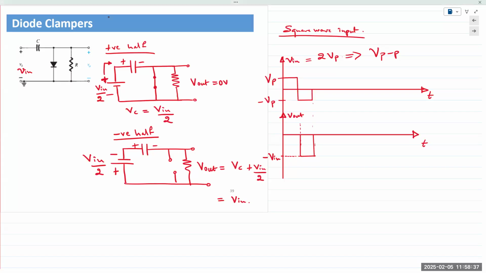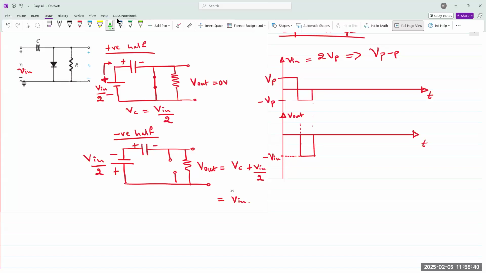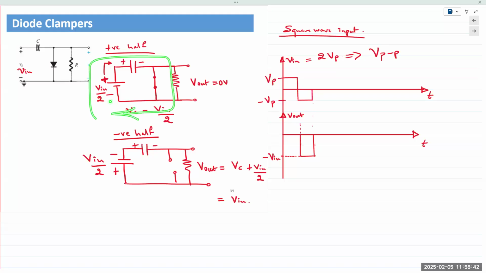Anyway, in the positive half cycle, diode is a short, and because it's a short circuit, the capacitor charges in this direction, right? It's going positive. So you have plus on the left, minus on the right.